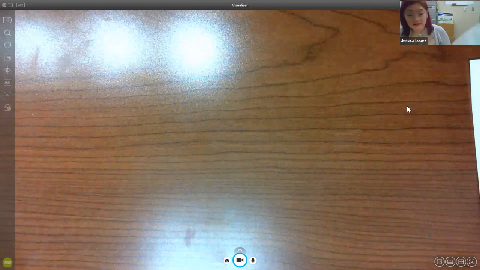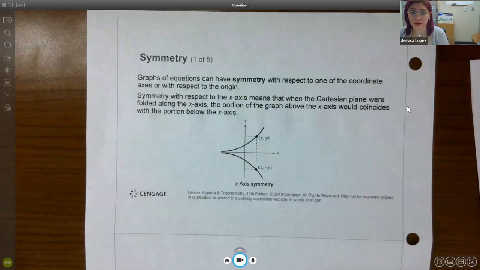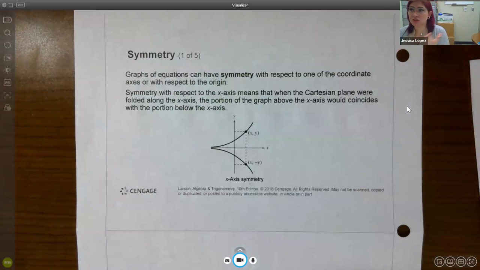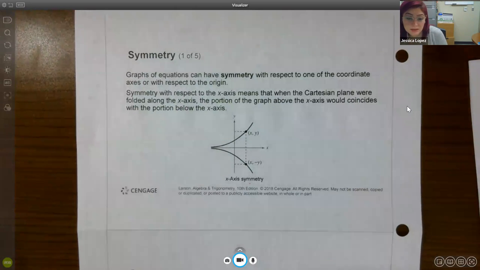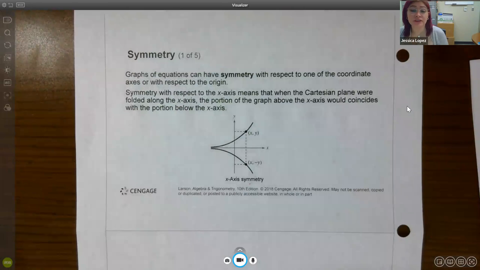Now, some other interesting things about graphs is that some graphs do have what's called symmetry, okay? So essentially, if you were to fold the graph in half, it looks the same, okay? And some of them have symmetry. There's different kinds of symmetry, and some of them don't have symmetry at all, okay? So we definitely need to discuss the different kinds of symmetry, and then how you would know whether or not an equation is going to have that kind of symmetry, okay?